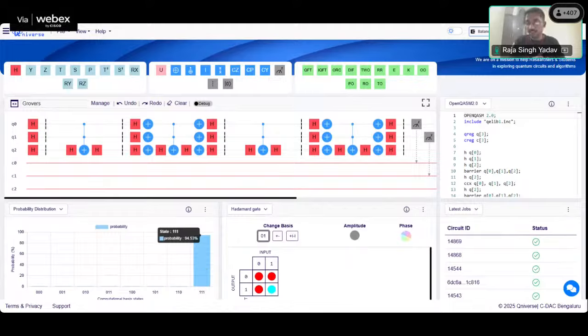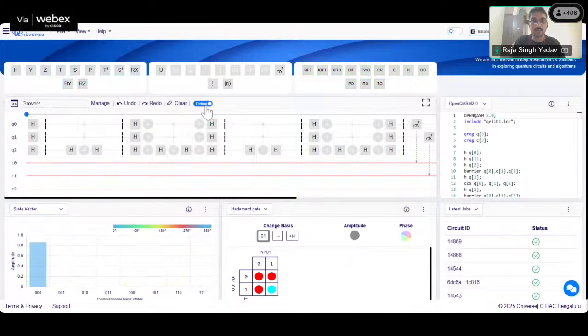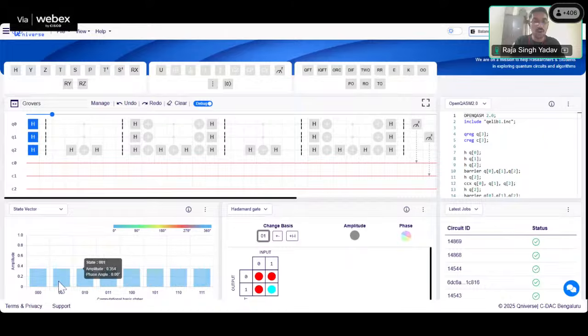Now, I've told you that when you apply the oracle, the state will get a negative phase, right? That is what I've shown you in the PPT. So how to see that negative phase? I'll just click on state vector here, and click on the debug method. Now I'll go step by step through how each iteration is evolving. This is the first iteration, right? You can see all my states, from 000 to 111, are in equal amplitude, the same.